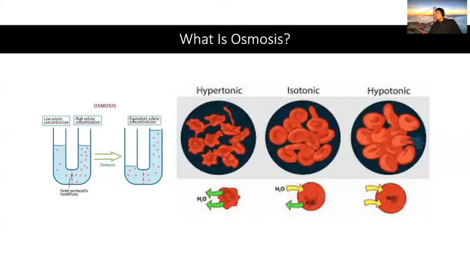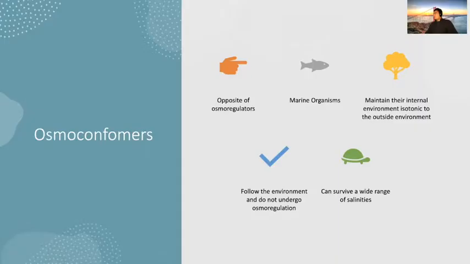If you were to place a red blood cell in a hypertonic environment, or sugary water, the water within the cell would spill out of the cell, causing it to shrivel up and die. And if you place a red blood cell in distilled water, the water will rush into the cell and make it pop. This is where we get into osmoregulation, the two different types that we can study.